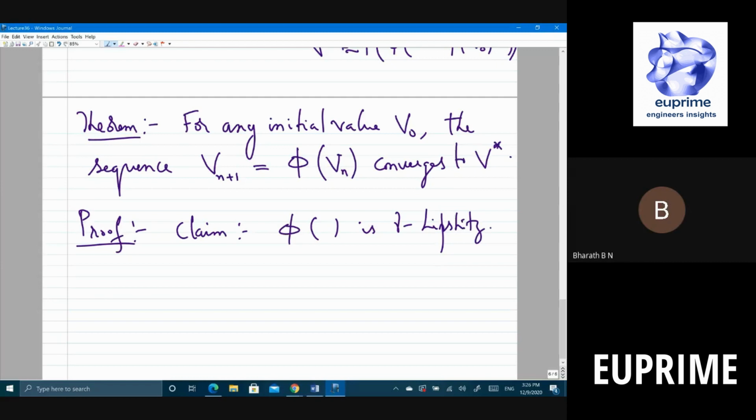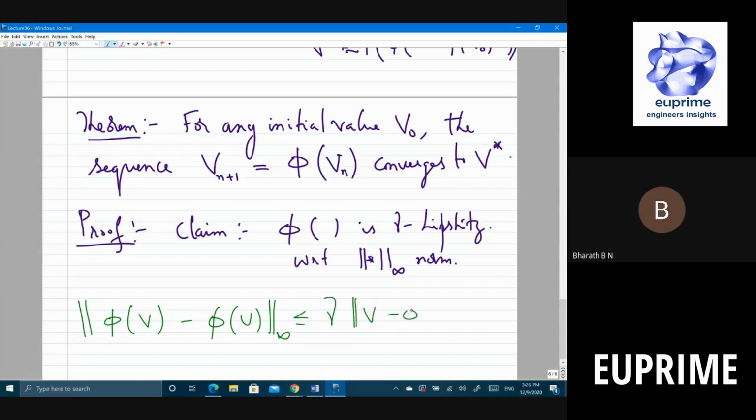With respect to the infinity norm. Okay, so this is the claim. Let's look at this. What do we do? What is Lipschitz continuous? Let me just, this is an aside, maybe I'll use a different color. Phi of v minus phi of u, the infinity norm, is less than or equal to nu times v minus u, infinity norm. So this is what you mean by Lipschitz continuity.